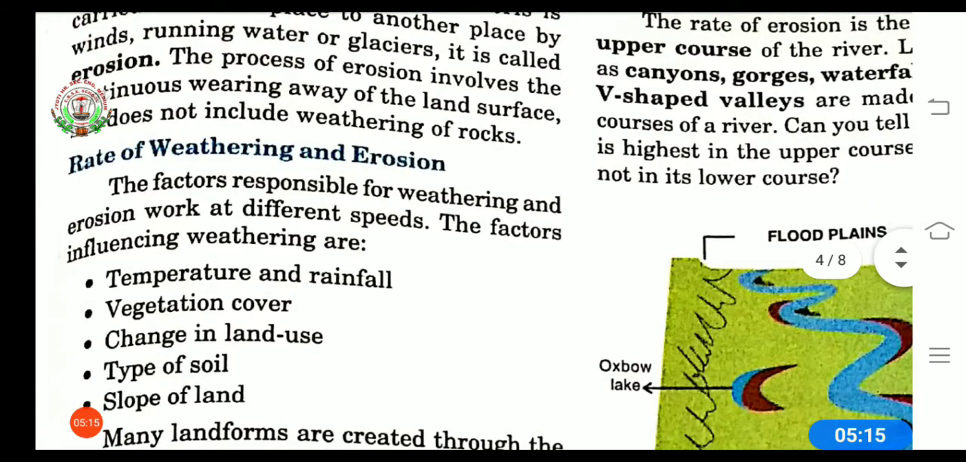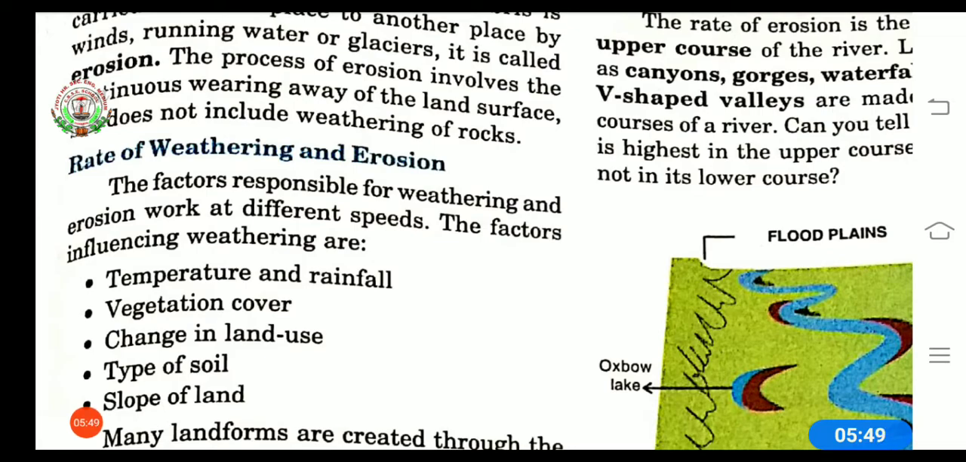Now, rate of weathering and erosion. Rate means speed, you can say. The factors responsible for weathering and erosion work at different speeds. So the rate, or the speed, of weathering or erosion depends upon some factors, and these factors are responsible for, or are the reason behind, erosion at different speeds.